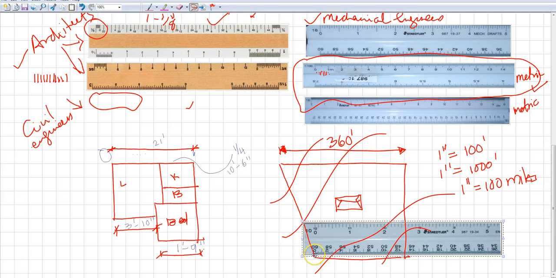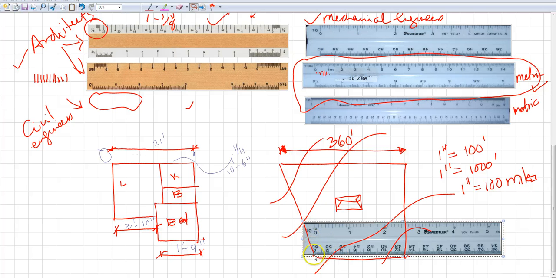So I'm going to count from 0. How much is that? 1 inch is equal to 60 feet, right? So this is 60. 2 inches is going to be 120. 3 inches is going to be how much? So we require a little calculation over here.